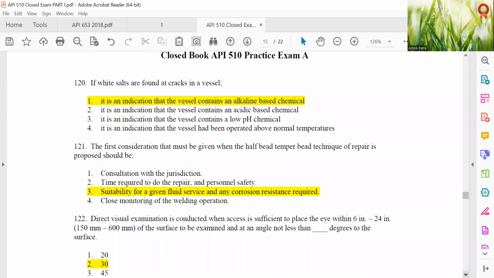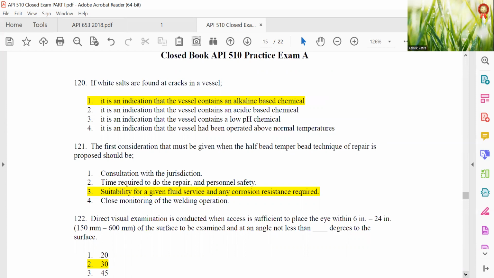If white salts are found in cracks in a vessel, it is an indication that the vessel contains an alkaline-based chemical. The first consideration that must be given when the half bead temper bead technique of repair is proposed should be suitability for the given fluid service and any corrosion resistance required.